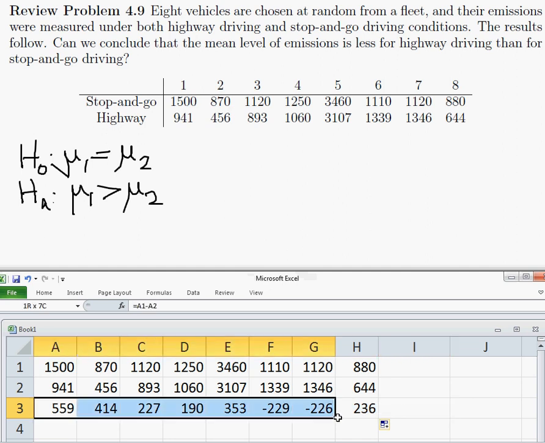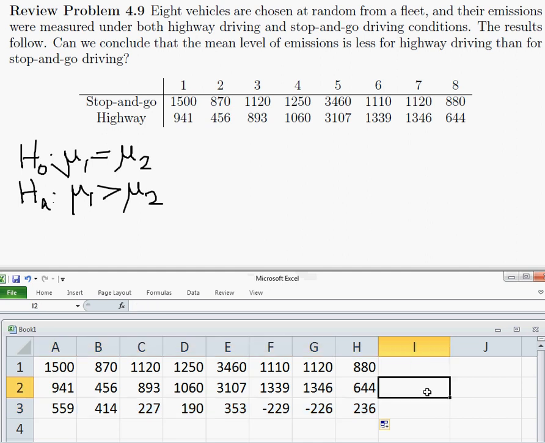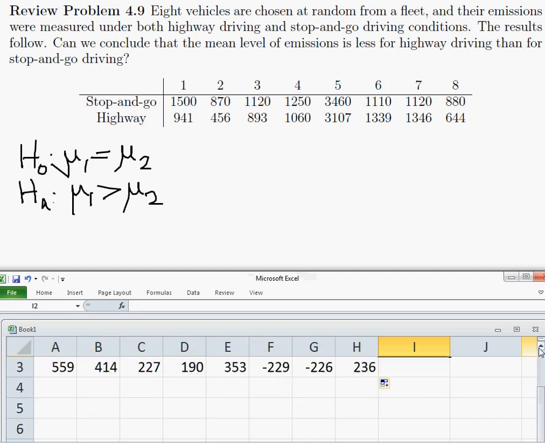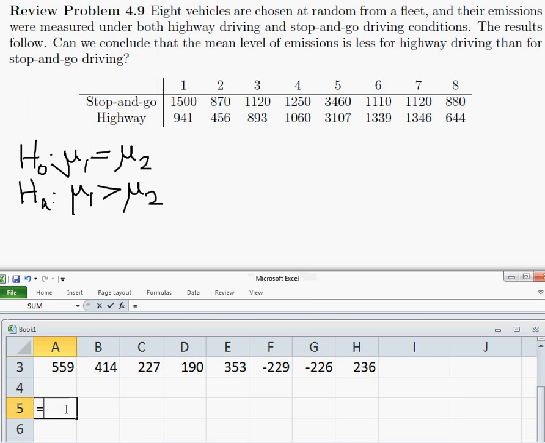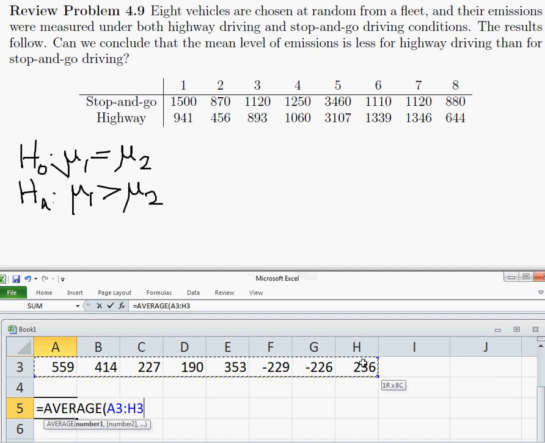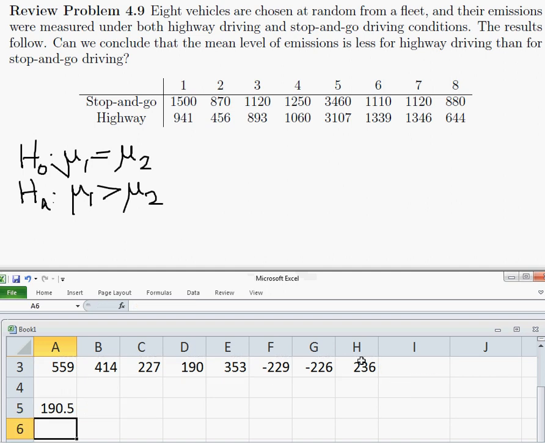Now that I have these 8 differences, the numbers in rows 1 and 2 here do not matter. And so what I will do is just simply look at these 8 numbers here and proceed with the problem, just simply ignoring where they came from in the first place, now that I have these differences. Okay, so the mean difference, I take the average of these 8 differences, and I get 190.5.